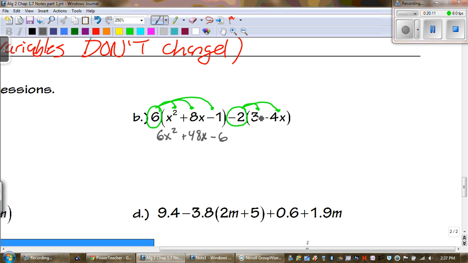Okay, -2 times 3 gives us -6. And -2 times -4 gives us positive 8x squared.